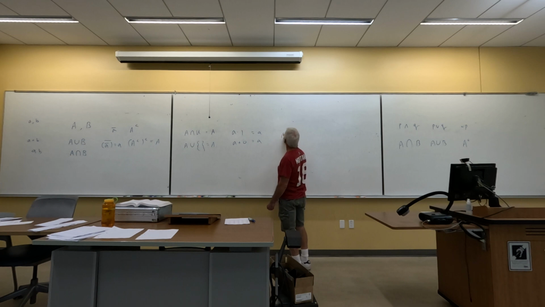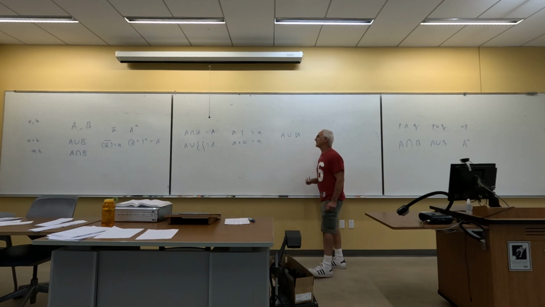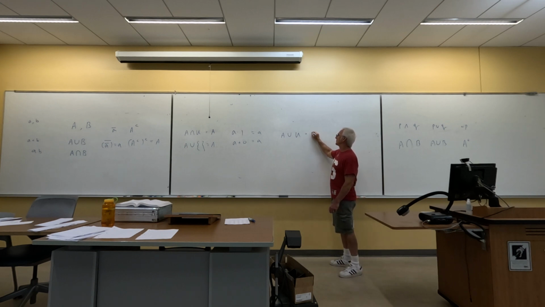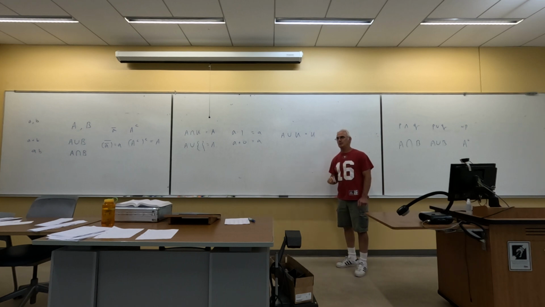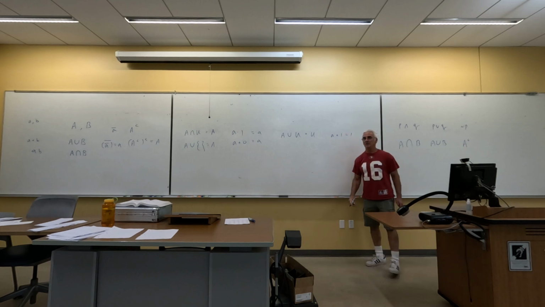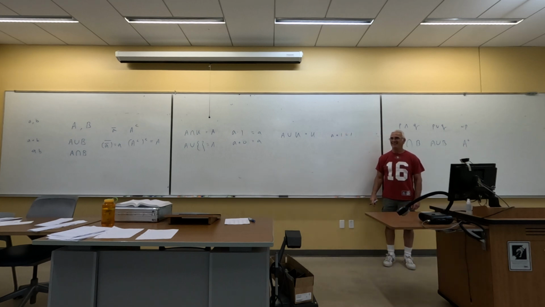What if I want to do A union, sorry, the universal set? What would the analogy here be? Well, we know this is going to be the universal set, correct? So what would my analogy be? A plus 1 equals 1. Whoa. That seems kind of weird, doesn't it?